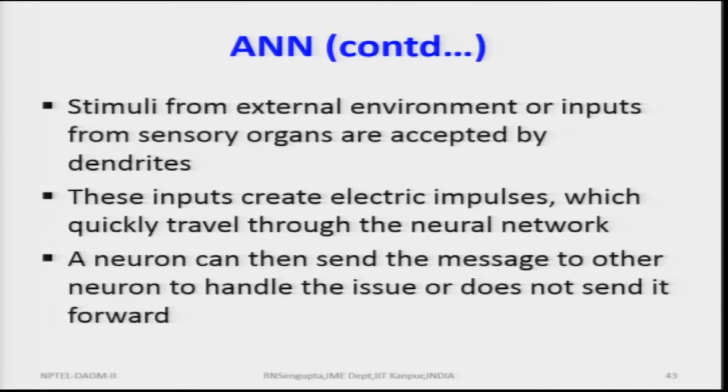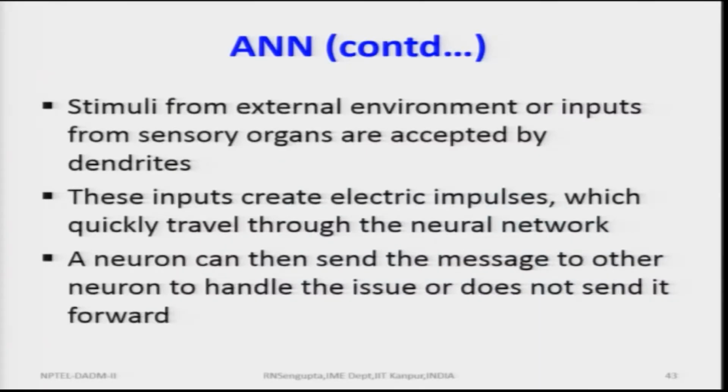These inputs create electrical impulses, which quickly travel through the neural network and go to the brain, and the brain passes the information on what it should do. Should it remove the hand or should it not remove the hand? If the response is very slow, obviously it means the nervous system is not working properly.